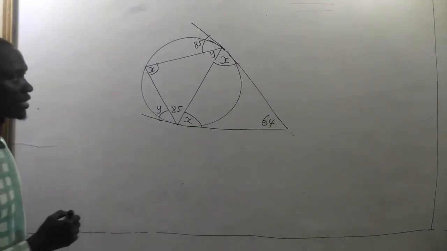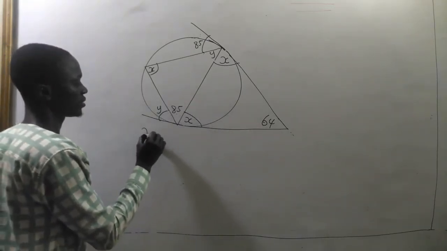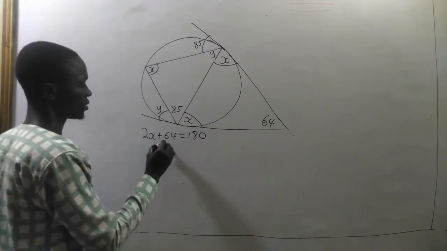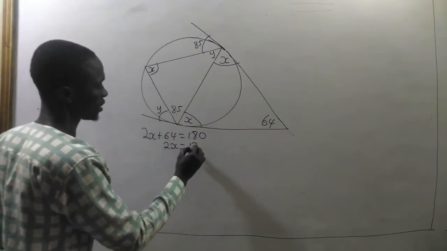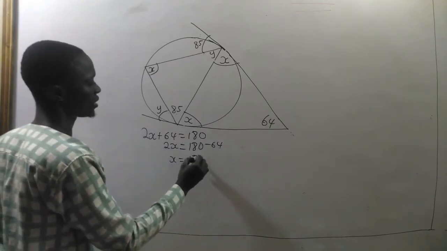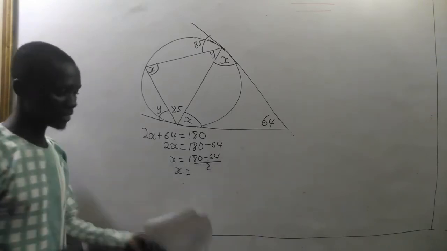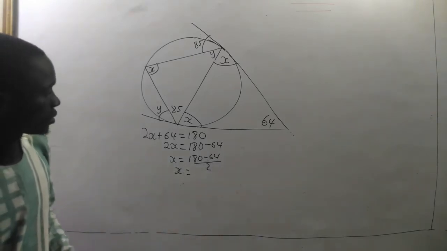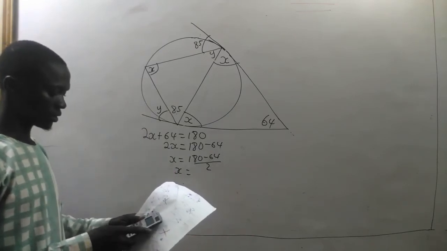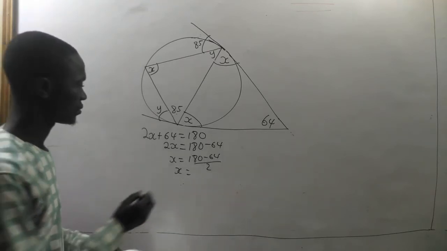So we can find x here. So we have 2x plus 64 is equal to 180. 2x is equal to 180 minus 64. X is equal to 180 minus 64 divided by 2, and we get x. That is 180 minus 64 divided by 2 is 58.